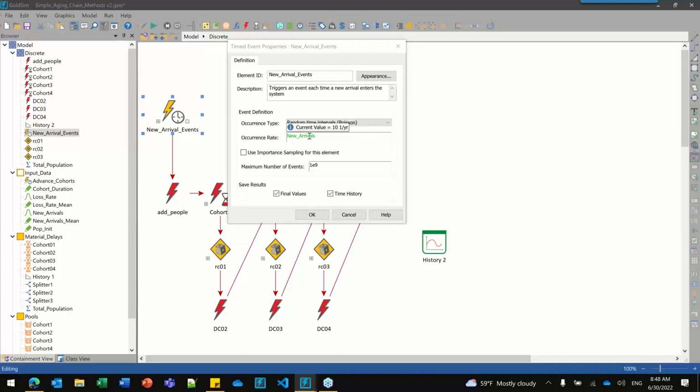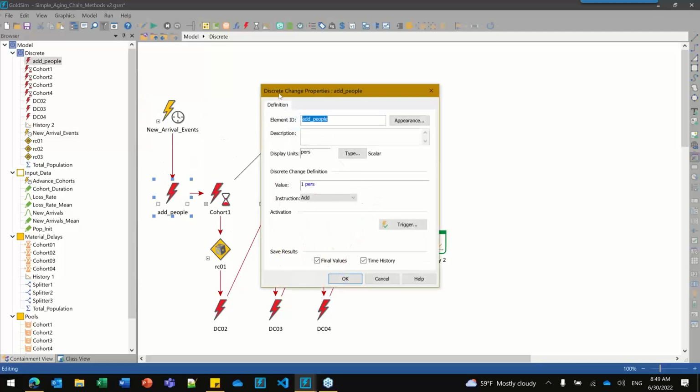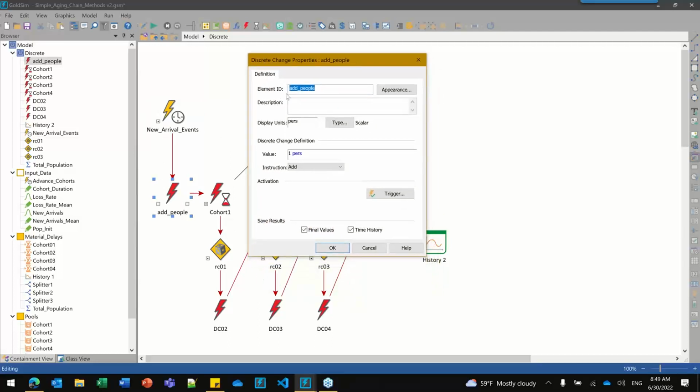Okay, and it's also average. We don't have to set this random. We can say regular, but it's random. So on average, 10 events will occur per year, 10 hiring events, but it could be 15 one year and 7 the next year. We don't know. And then we go over to this discrete change where we actually add the person. You can see here the value is one person. We're going to add one person. So that's all very simple, but it's the trigger that matters in this case now.